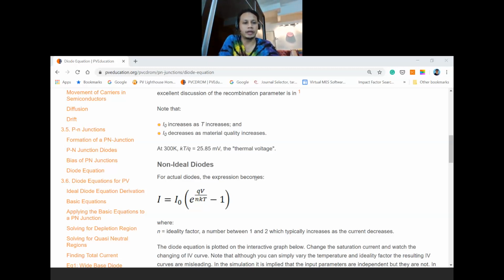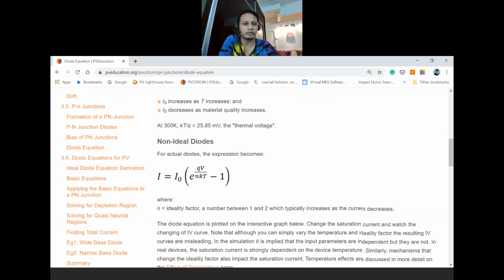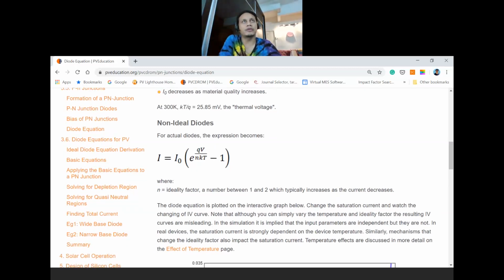Right, at 300 Kelvin, kT over q is equal to 26 millivolt. This is called thermal voltage. We have discussed before. So just now was all the ideal diode equation. Now let's look at non-ideal diodes.